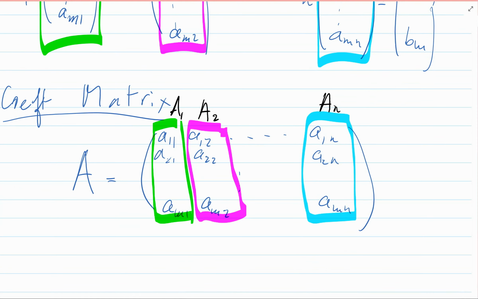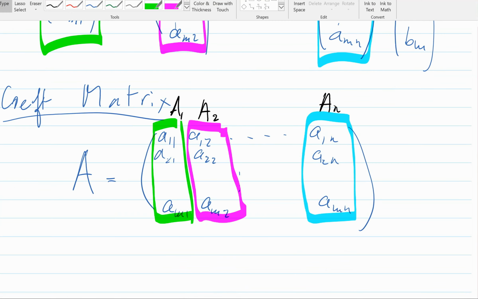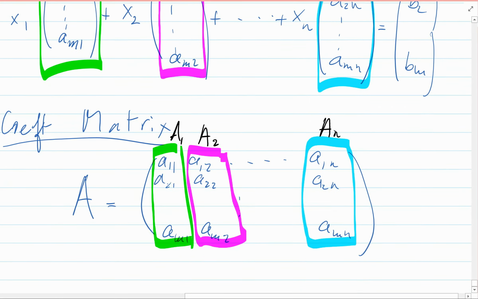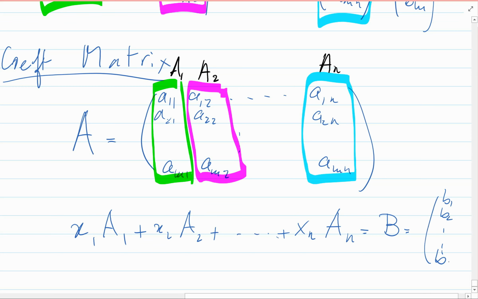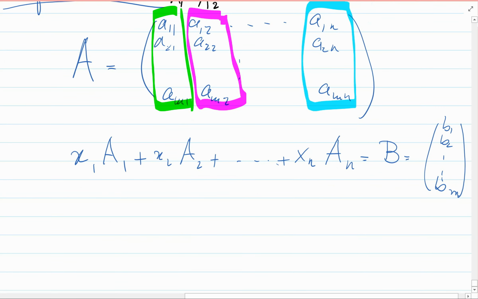So what we have in this case, the equation that we just saw right here, it becomes x1 A1. Remember, A1 is the first column vector of the matrix A. Plus x2 A2, etc., xn An, and this is equal to B, the non-homogeneous column, which is B1, B2, Bm. Okay? So these are vectors.